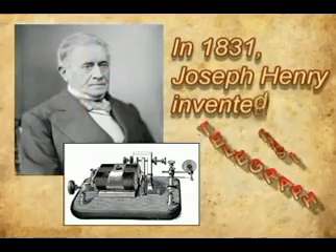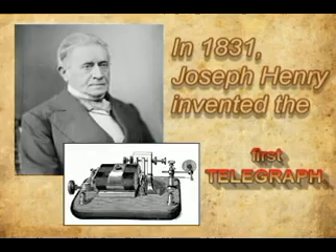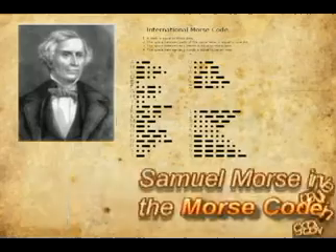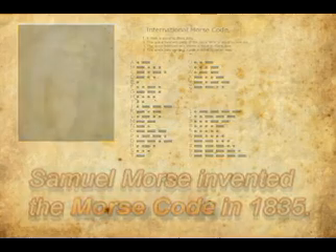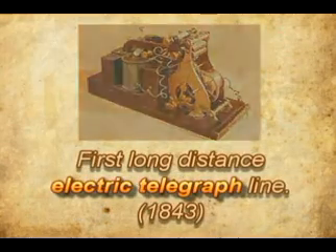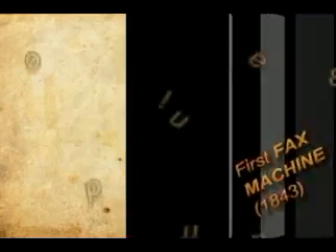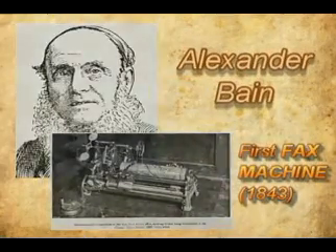In 1831, Joseph Henry invented the first electric telegraph. Four years later, in 1835, Samuel Morse formulated Morse code, and then in 1843, he also produced the first long-distance electric telegraph line. At the same time, Alexander Bain invented the first fax machine.